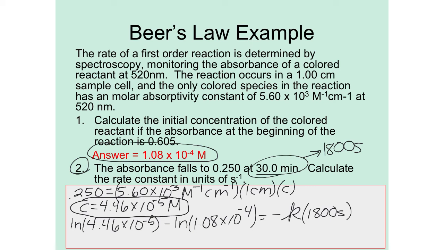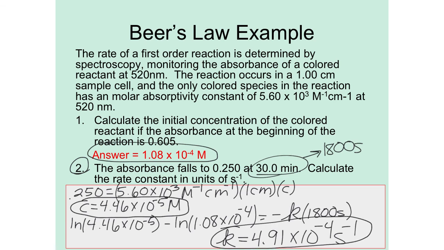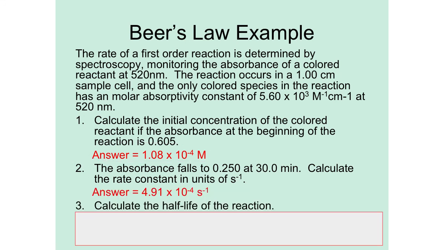All right. So then we do all of our math, get the value for the natural log of the first one minus the value of the natural log of the second one. Then divide both sides by the 1800, and that gives us a value of k as 4.91 times 10 to the negative fourth per second. So this problem was a little complicated. We had to use Beer's law and the natural log equation in there. All right, and then our last part, calculate the half-life.